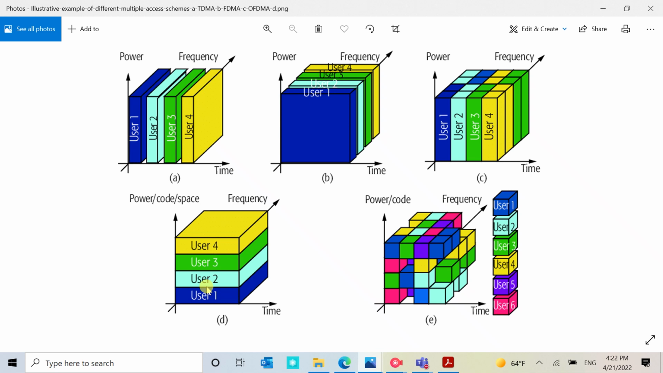TDMA, FDMA, CDMA, OFDMA, space division multiple access, which is SDMA, and NOMA, non-orthogonal multiple access. So with this, we conclude our lecture.